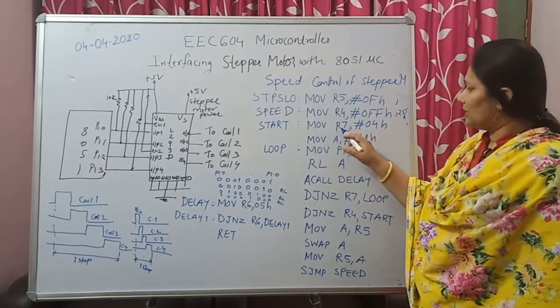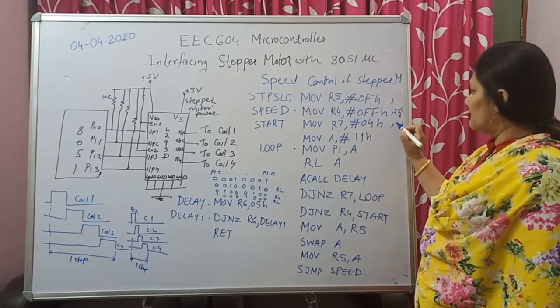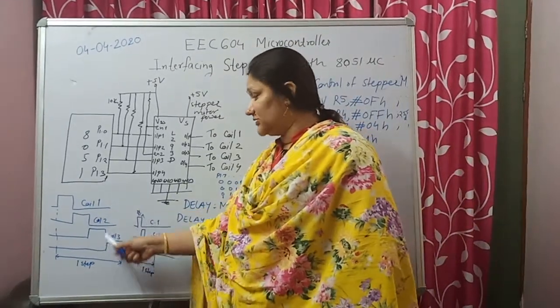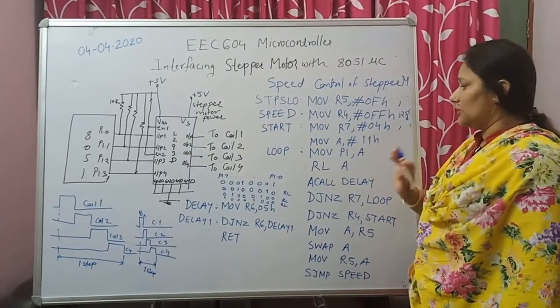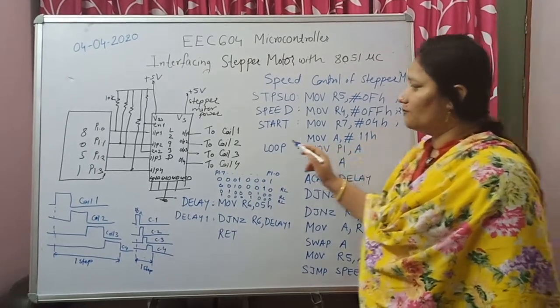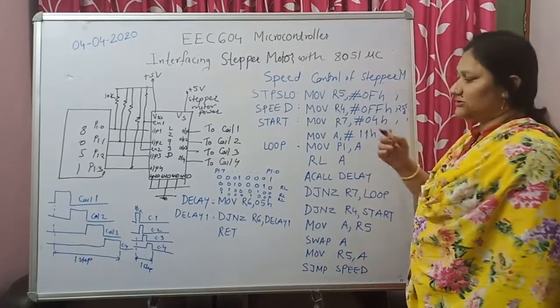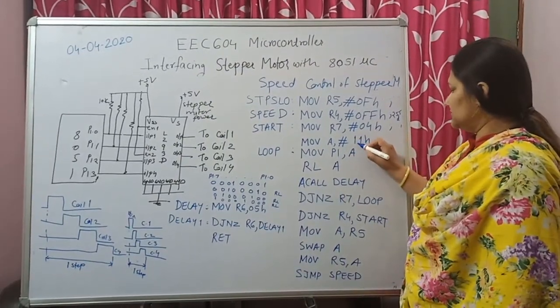Now we are taking one count in R7 register, that is 04. This is for the number of coils, because we have to energize four coils one after another. So we are taking the counter for coils as 4. Now we are taking a pattern in accumulator which has to be put into port 1, to energize the coils one after another. So the pattern is 11.